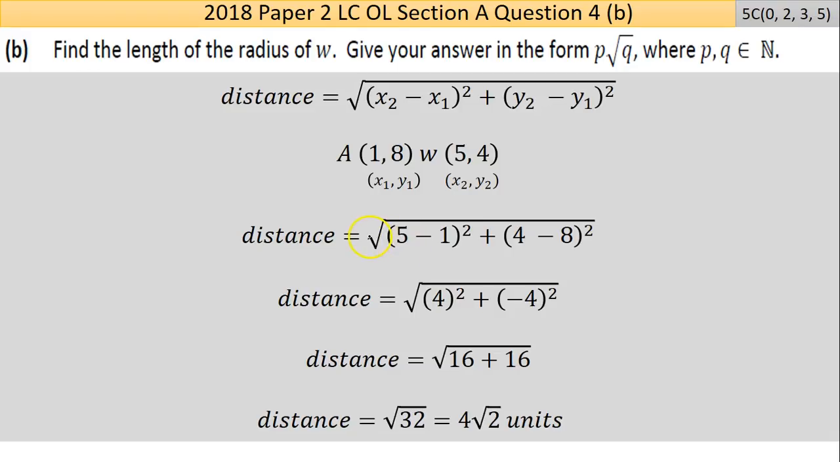So again, I'm using the formula. Instead of x2, I'm putting in the 5, which I've labeled. Instead of x1, I'm putting in the 1. I'll simplify that in a minute. I'll keep going. Instead of y2, I'm putting in 4. Instead of y1, I'm putting in the 8.